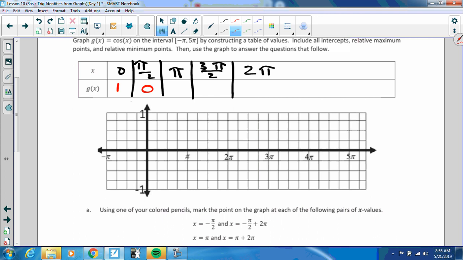When I'm at pi radians, there you go. We're getting the hang of this. 3 pi over 2, 0, and 2 pi. Back at 1 again, right? Excuse me. So now, last one, I started at the origin. This one I started at the origin, right?